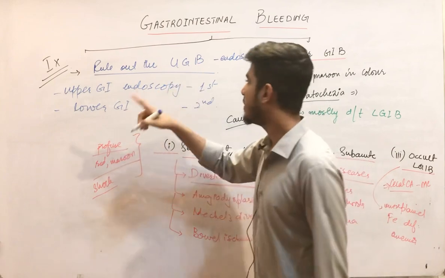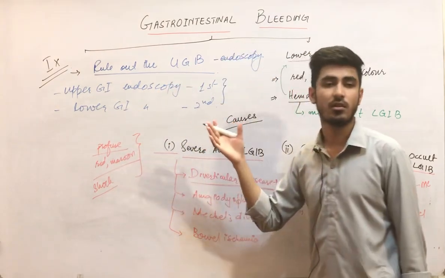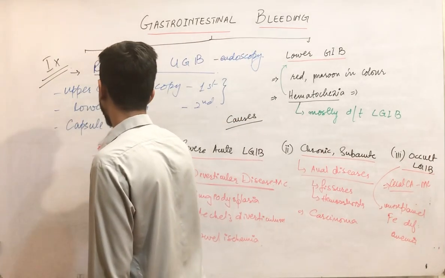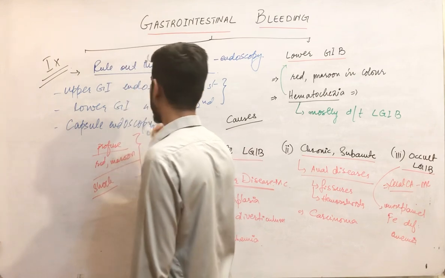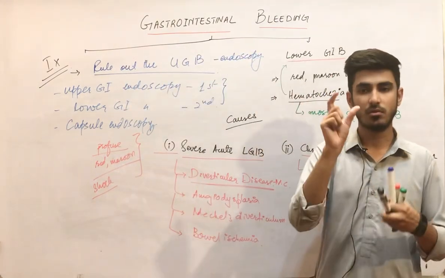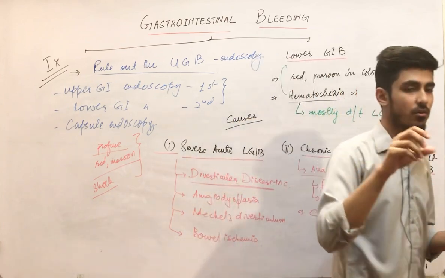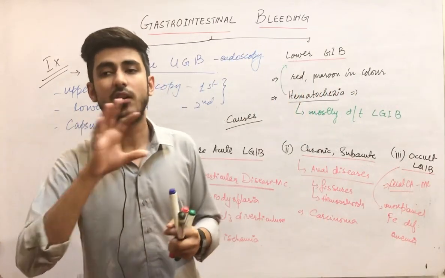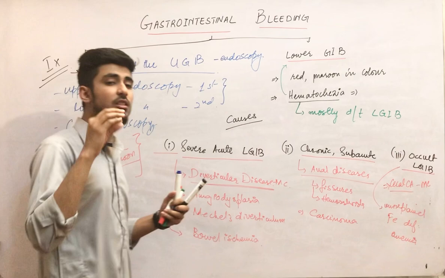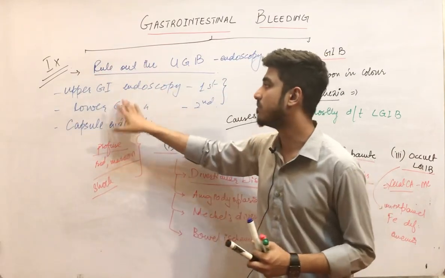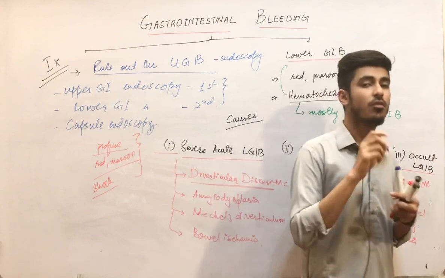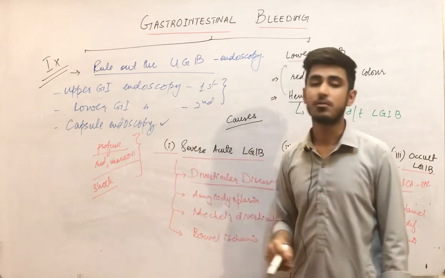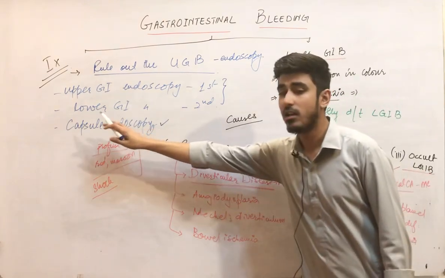Clear? So first thing you are going to do is upper GI endoscopy, then you will do lower GI endoscopy, and if you still can't find anything on endoscopy, then you will do another endoscopy, which is called capsule endoscopy. Now what is capsule endoscopy? Basically, a camera is inserted in a capsule, and the patient is asked to swallow that capsule. That capsule visualizes those areas of the intestine that cannot be visualized by simple endoscopy. So those complex areas that are not visualized by simple endoscopy can be visualized by capsule endoscopy.